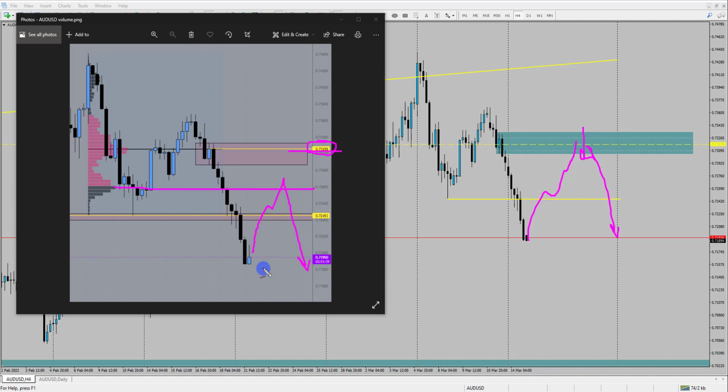So some potential there, but I like Aussie US dollar. It's breaking through key lows. There could be an opportunity for this to continue lower, especially due to the strength meter showing us that the Australian dollar is starting to weaken slightly. So keep an eye on these areas.